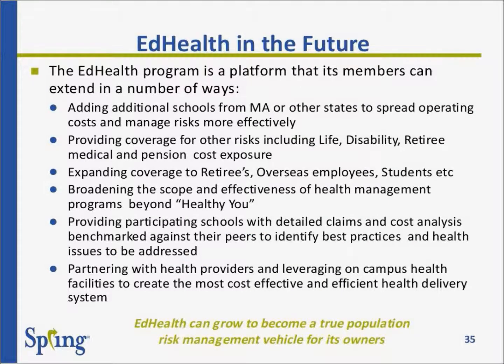The way in which EdHealth develops in the future is obviously, as Tracy said, taking additional schools from Massachusetts or other states, which effectively spreads operating costs and enables risks to be managed more effectively. Providing coverage for other risks, the basic structure allows you to look at additional risks like life, disability, retiree medical, and even pension cost exposure, using the same sort of structure for managing those risks. We are going to look at expanding coverage to retirees, effectively to overseas employees and to students as the other developments, either through SEB 1 or through EdHealth, expanding, as I say, the Healthy U program, and refining as we go forward the detailed claims and cost analysis and benchmarking to participating schools so that they can take local action to improve their situation with regard to employee health.